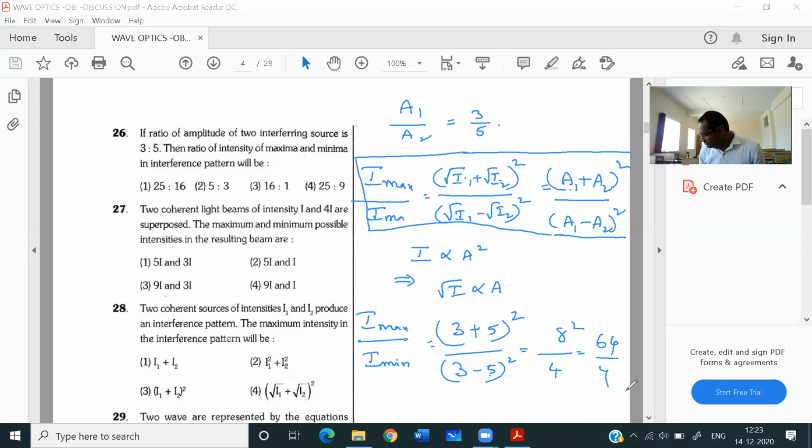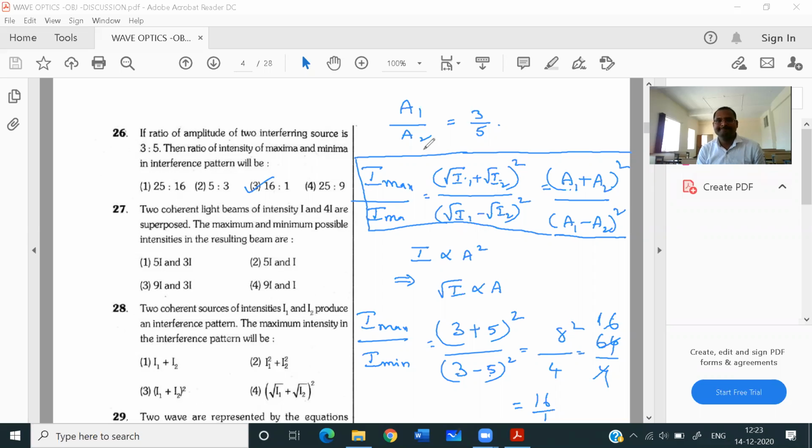4 ones are 4. How much? 24 is there. 4 sixes are 24. So its ratio is 16 is to 1. Yes, option 3 is there. Option 3 is the right answer.